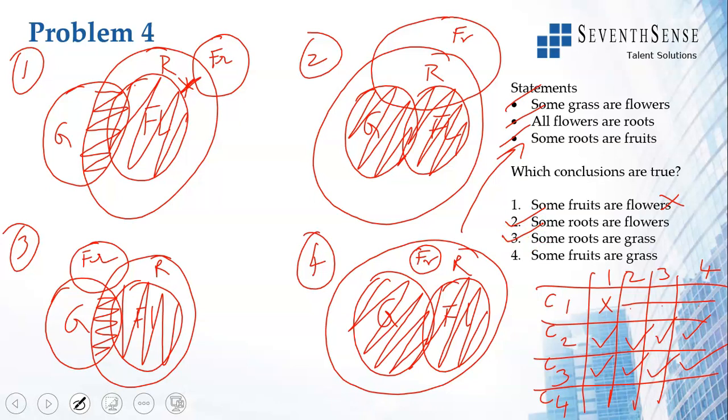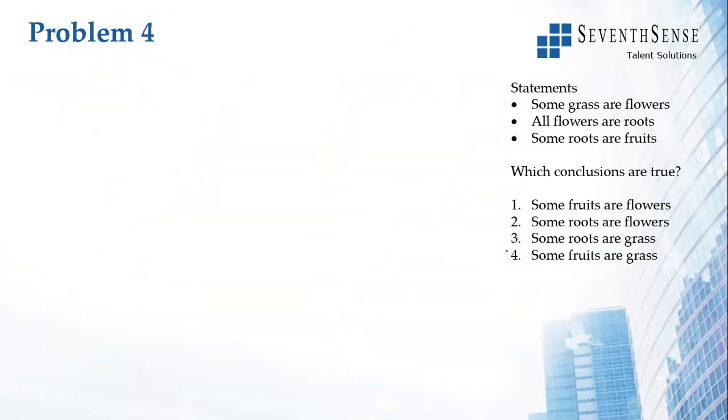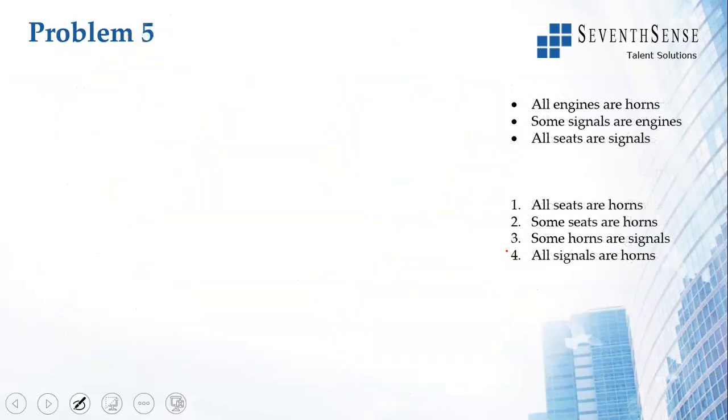What about some fruits are grass? Some fruits are grass, here I don't get it, hence I put a cross. This is not valid. So only these 2 conclusions are true. Let us look at the 5th, probably the final question in this particular video.